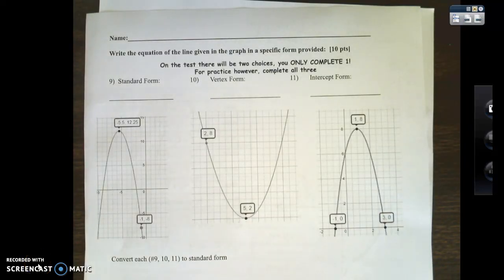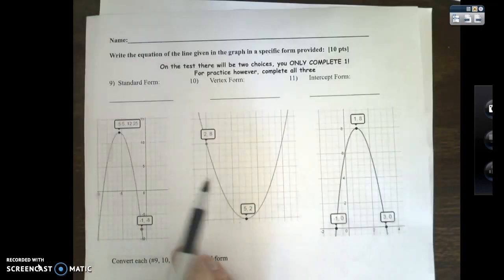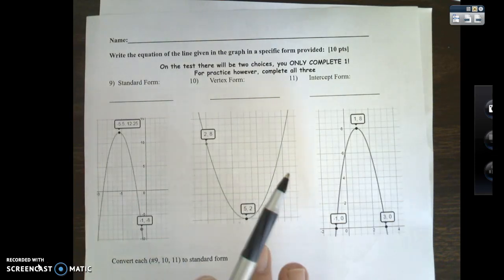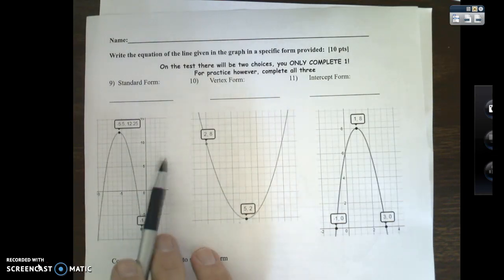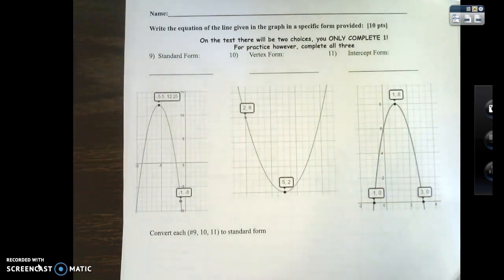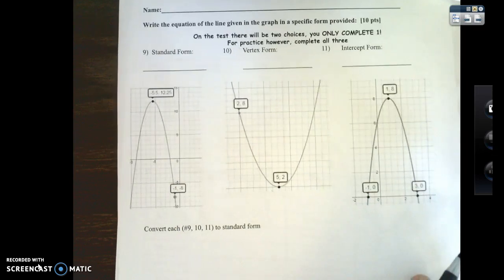So what this next part is, let me explain this so that you guys have a better understanding. This was what you guys just did for your Angry Birds project, when I gave you guys standard, vertex, and intercept form to complete. Now I have 3 practice problems here in the review. On the test, I'm going to have you guys complete one of these. I'm not going to tell you which one, so I have a general idea.